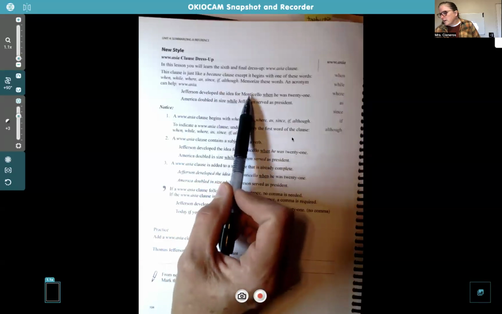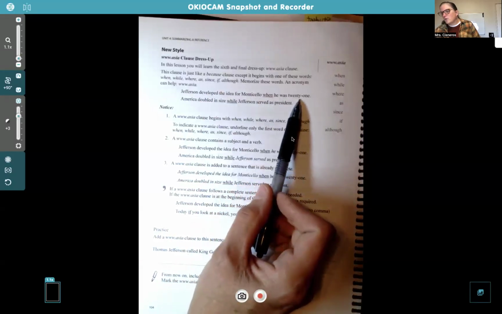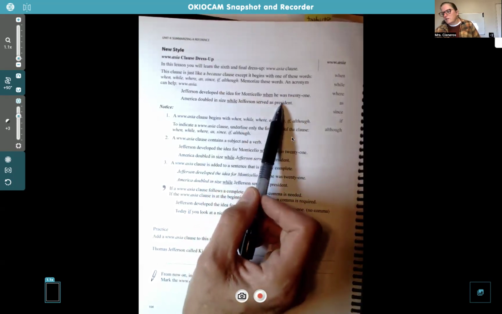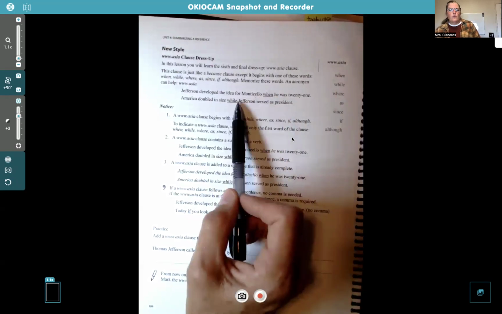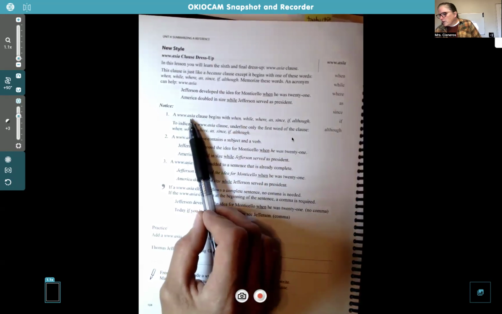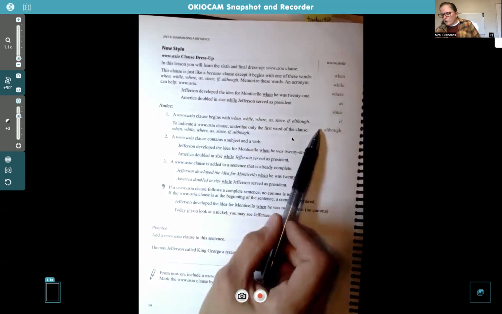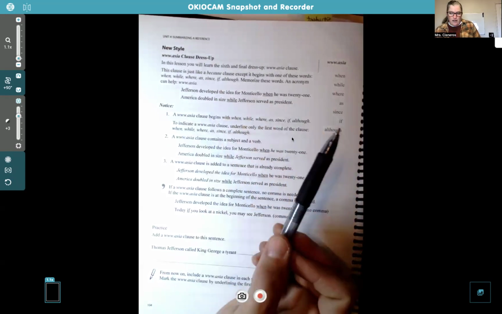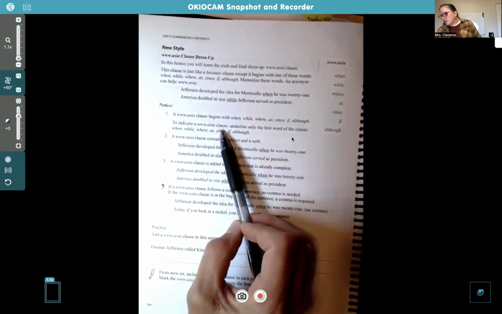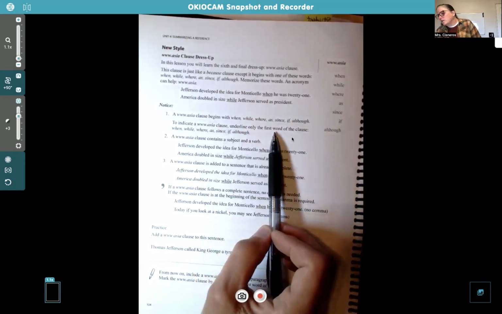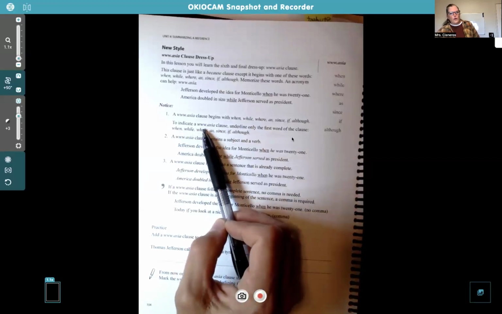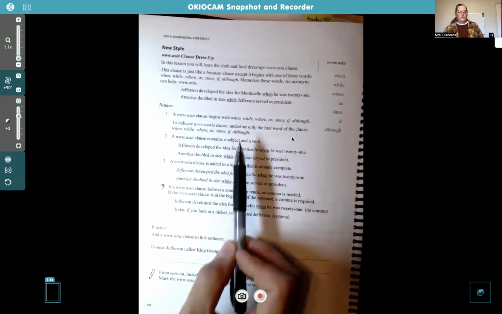Jefferson developed the idea for Monticello when he was 21. America doubled in size while Jefferson served as president. So we have when and while used in the middle of the sentence here. So the clause begins with one of those words. The sentence does not have to begin with one of those words, but the clause does. To indicate a www.asia clause, underline only the first word of the clause. So you're underlining only when or while or where, as, since, if, although. One of those words you're underlining.